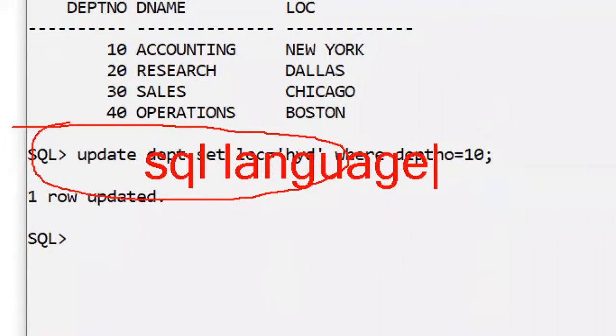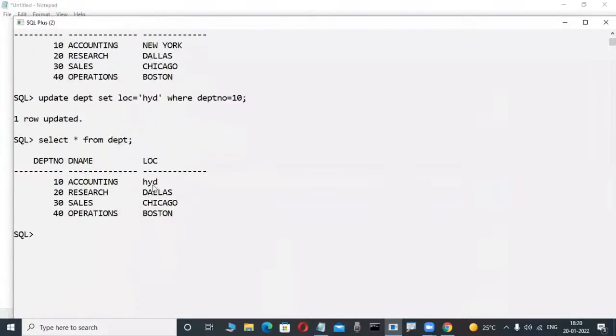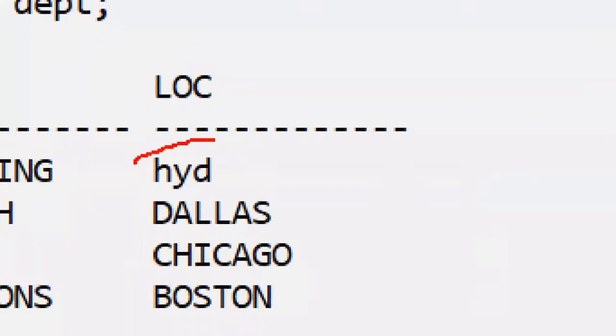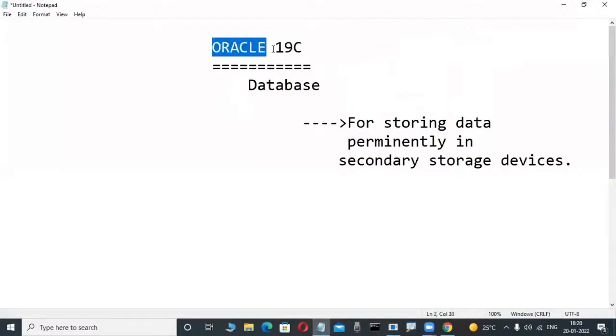Now observe it here. Once we write this type of coding, called the SQL language, it is automatically reflected in your database. Observe it here, your database. In the previous case, New York was there, but in this case, Hyderabad is the location. Always observe it here. Oracle is a database product. What type of database? In the future, relational databases. That's why a structured collection of data is stored.